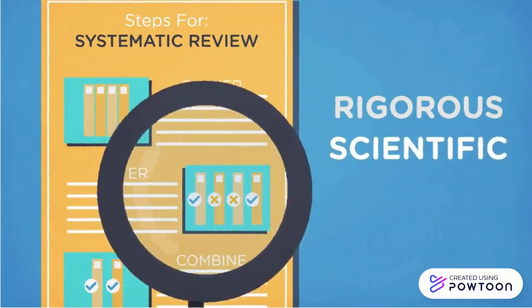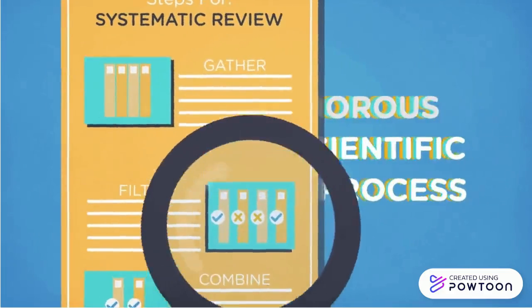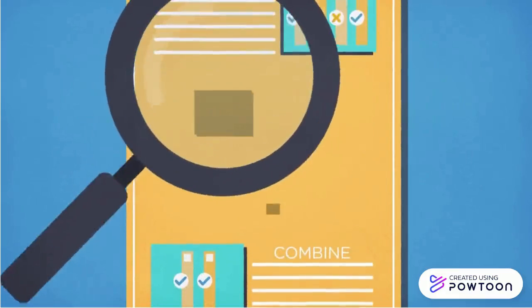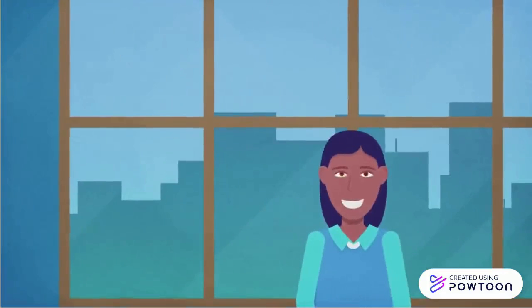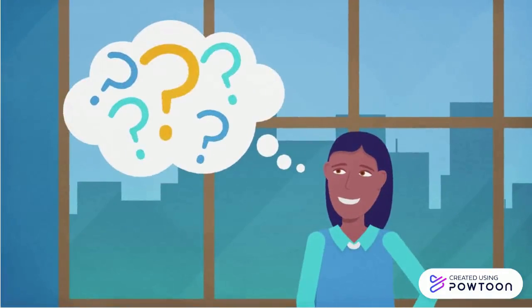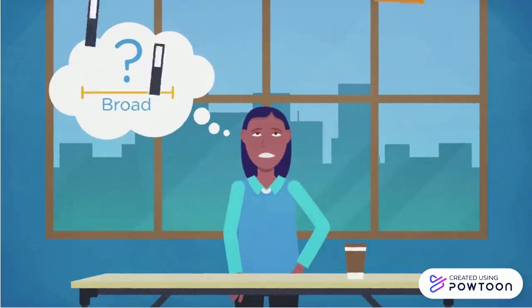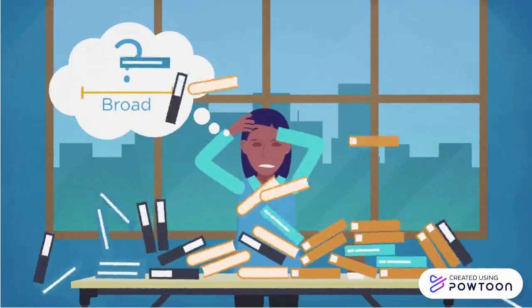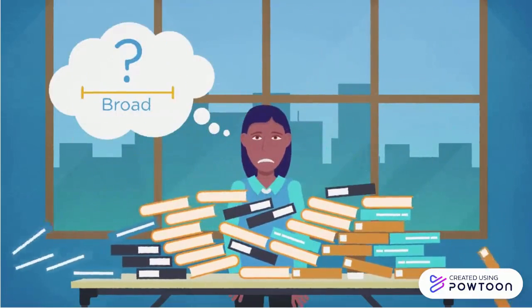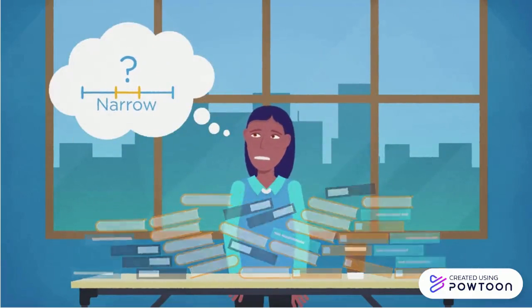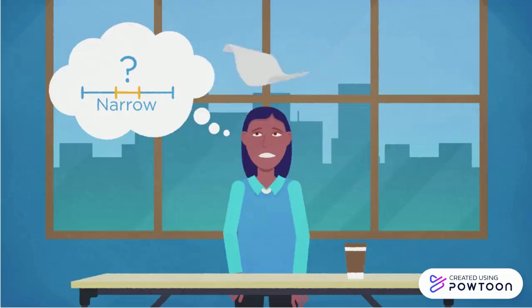Systematic reviews follow a rigorous scientific process. It takes more than a few steps to comprehensively gather, combine, and evaluate existing evidence. First, make sure you are asking your question in the right way. It's possible your question is too broad. So many people have tried to answer the question in so many ways that you will never gather all the evidence, or maybe your question is too narrow and there is no research or not enough research to synthesize.